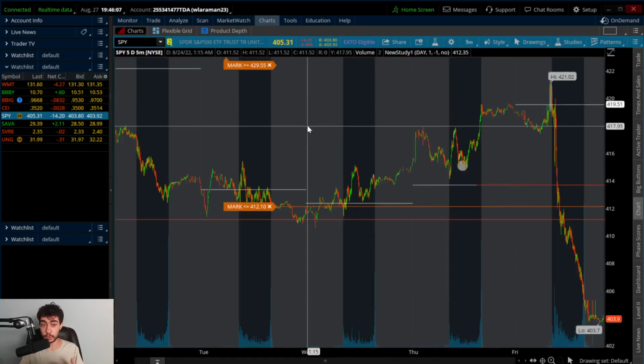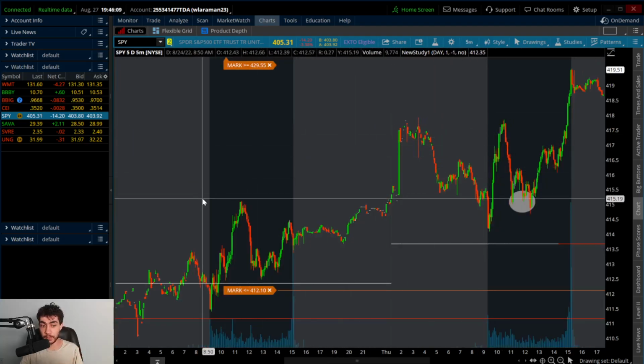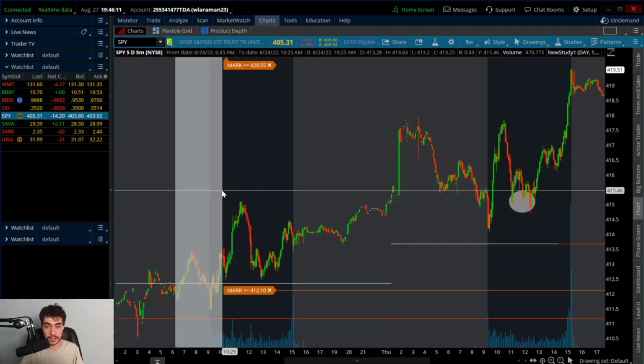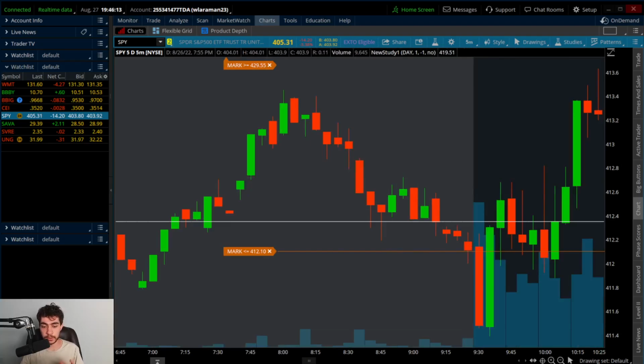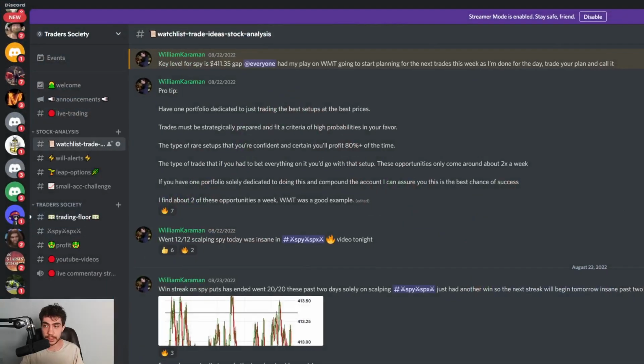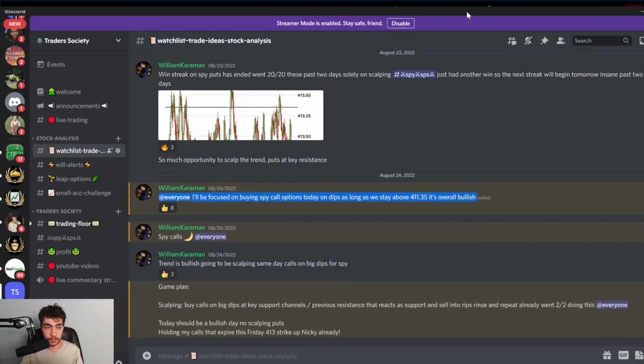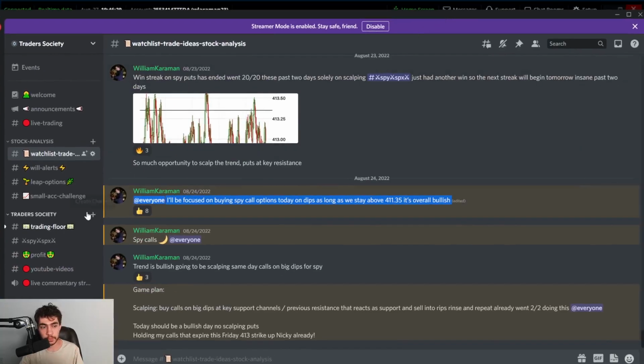I explained to you what I look for in terms of swing trading. Now, in terms of scalping, I'm getting in, I'm getting out. So what I ended up doing was, and this was alerted very early, let me extend this here for you guys real quick. So this was alerted for you guys very, very early within the Discord server on August 24th. I sent this out at 5:35 a.m.: I'll be focused on buying SPY call options today on dips as long as we stay above 411.35. It's overall bullish. The reason why I said that is because of all the reasons I just gave you. That is why.